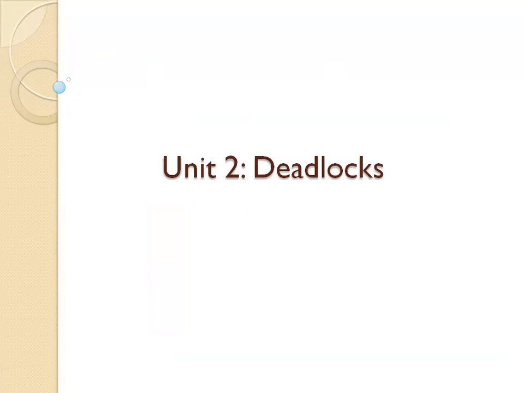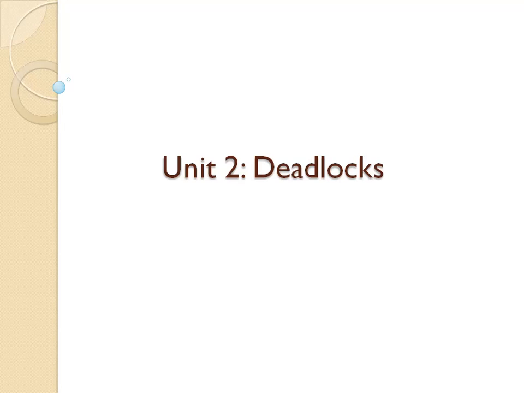Hello, students. Today we'll discuss the next topic, that is deadlocks. Deadlock is nothing but whenever a process requests a resource and another process requests the same resource in a cyclic form. Whenever a process requests another process, and that process requests the other process, it is called a deadlock.